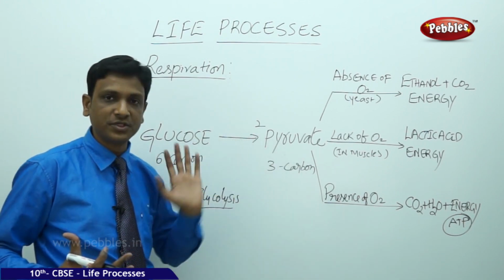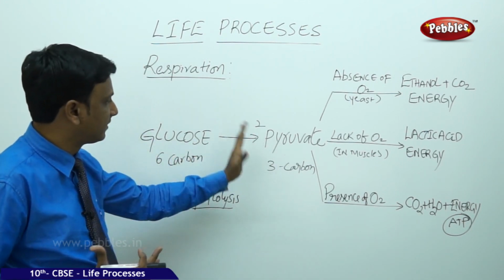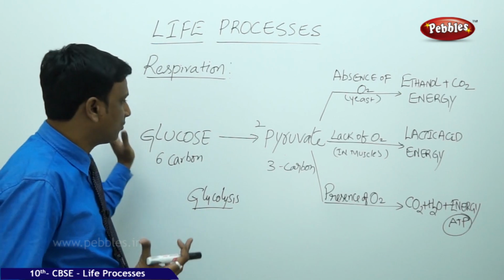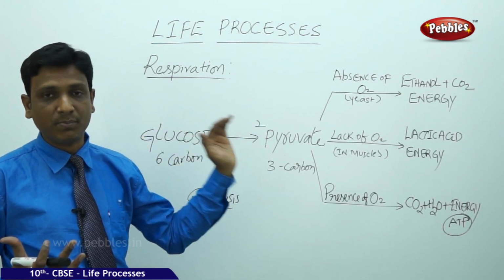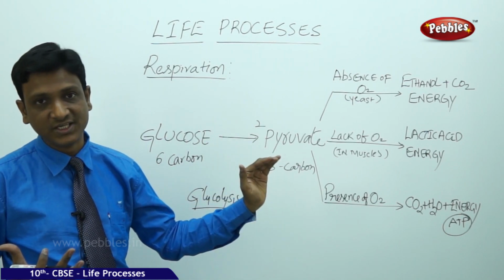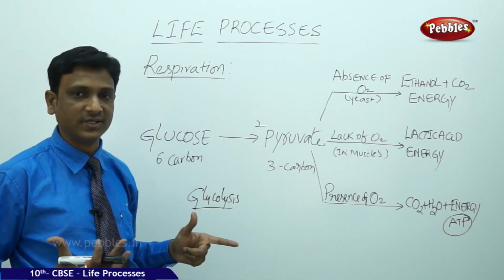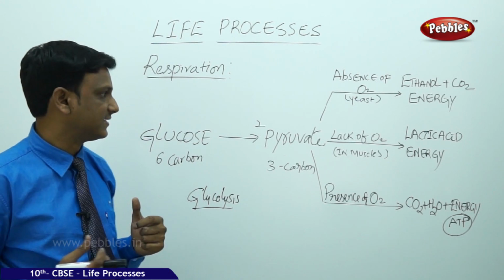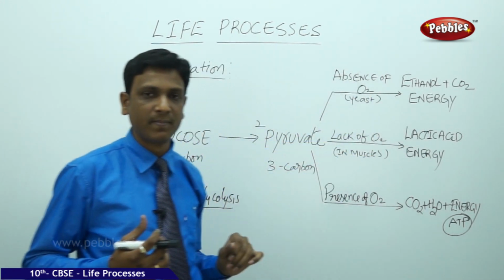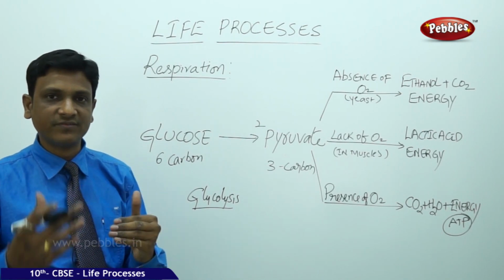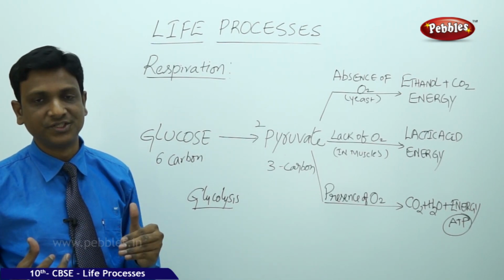So the glucose is converted to pyruvic acid. The first step doesn't require oxygen anyway. That's fine. But the pyruvic acid has to give out energy, but there is no supply of oxygen in your muscles. In such cases, the pyruvic acid is converted to lactic acid and energy.